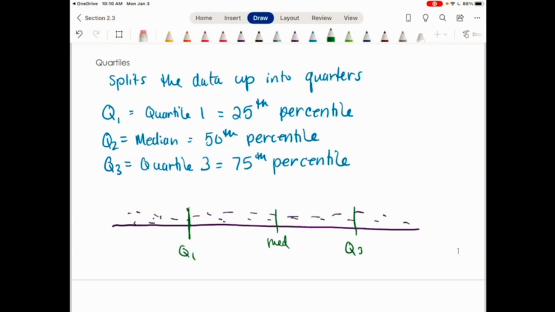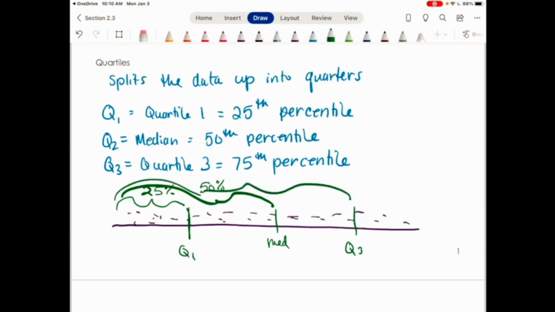All right, so when I find those values, whatever the value is for Q1, that means 25% of the data falls below that value. When I look at the median, I know that 50% of the data falls to the left of the median. And for Q3, that's 75% of the data falls to the left of Q3.